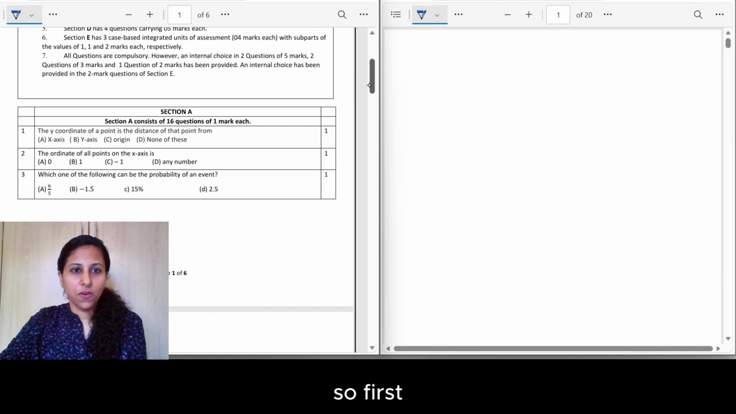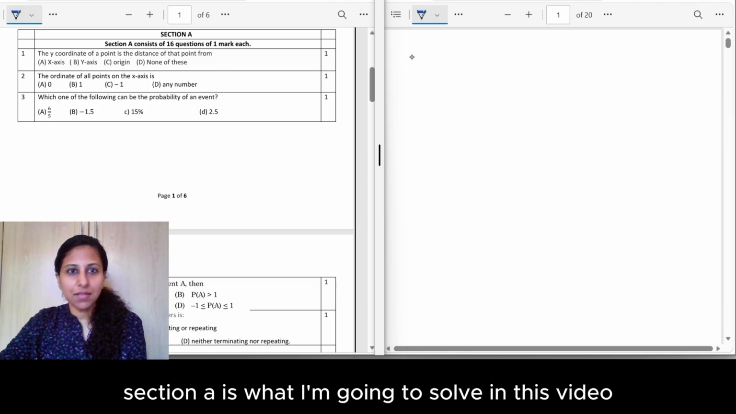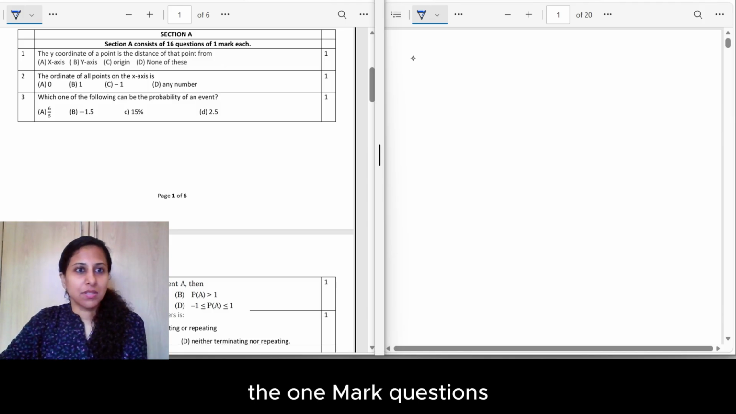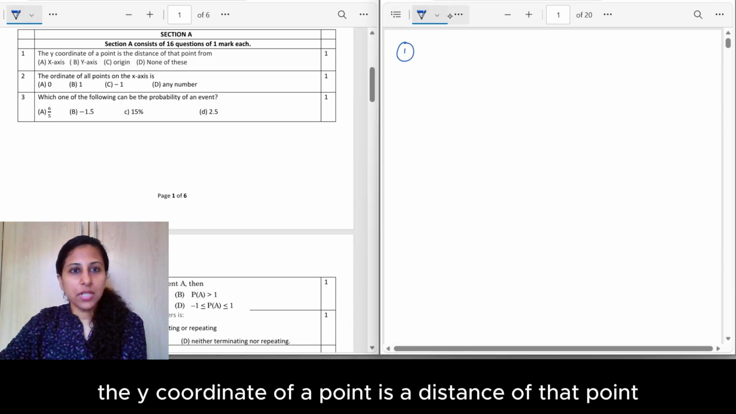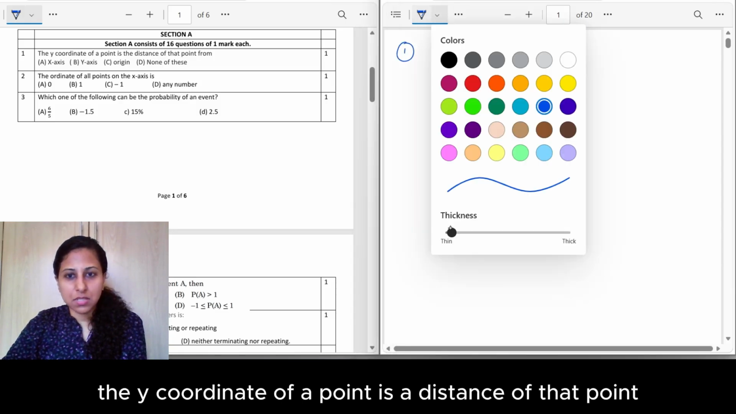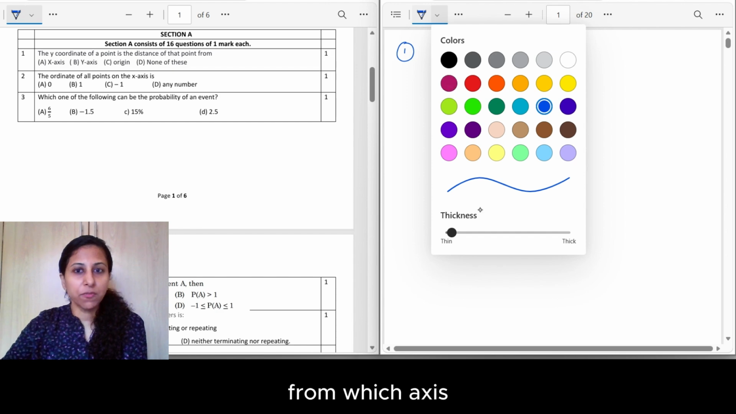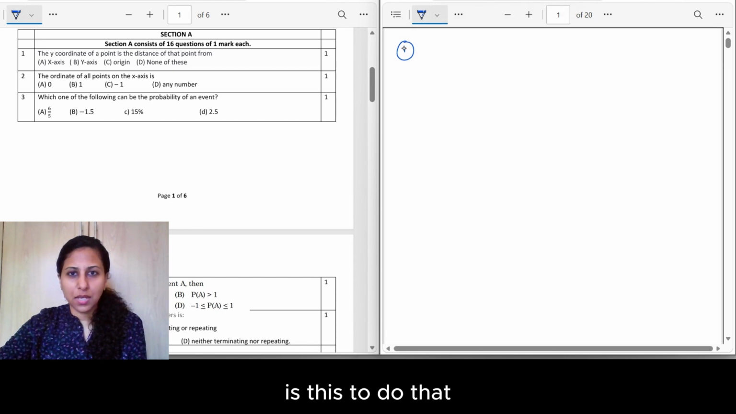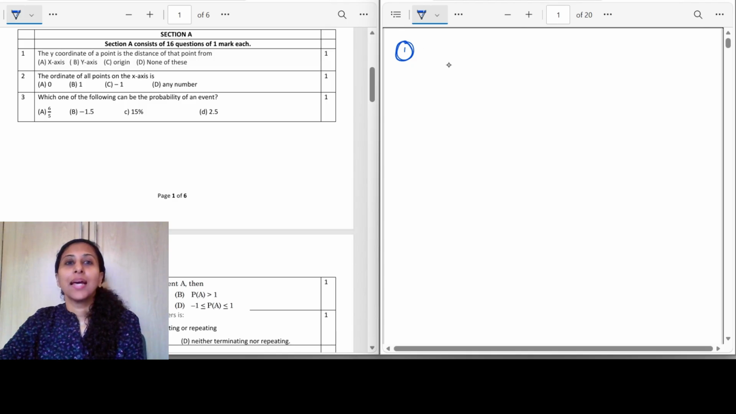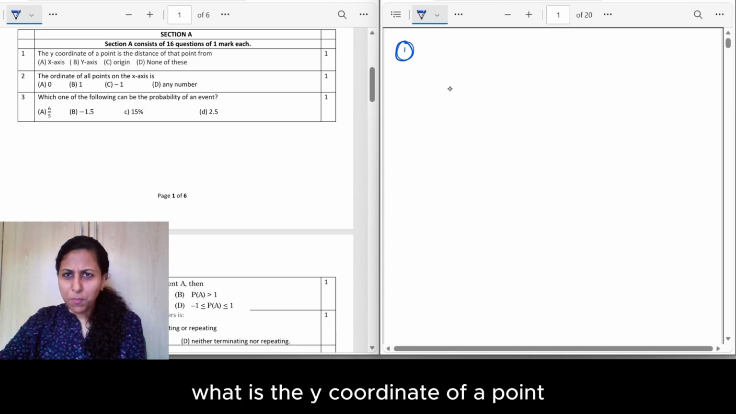So first, section A is what I'm going to solve in this video. The 1 mark questions. First question. The y-coordinate of a point is a distance of that point from which axis? Yeah. What is the y-coordinate of a point?